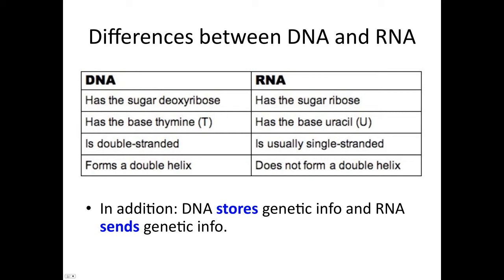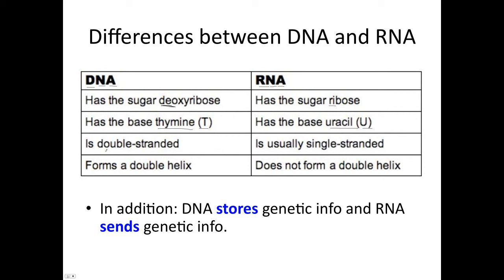So, summing up the differences between DNA and RNA. The first difference is that DNA has the sugar deoxyribose. That's why it's called deoxyribonucleic acid. RNA has the sugar ribose, which is why it stands for ribonucleic acid. The other difference is the type of nitrogenous base. They have the same 3 bases except for thymine, T, and RNA has the base uracil, or U.